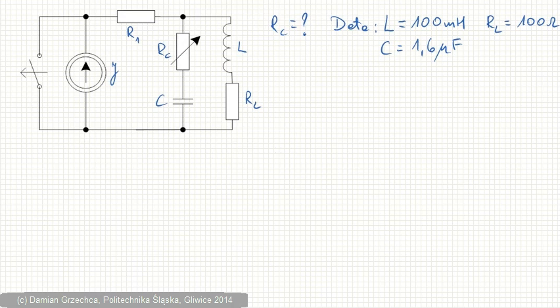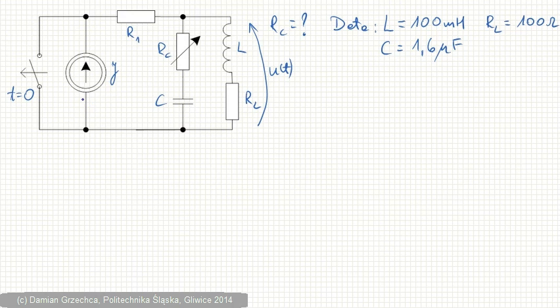In the given circuit, we have to calculate resistor RC in order to obtain voltage u(t) critically damped. So we have to find the critical resistance RC, which has to be plugged in series with the capacitor, that results in critical response of voltage u(t). The switch, which is plugged on the current source, is opening for time t equals 0.